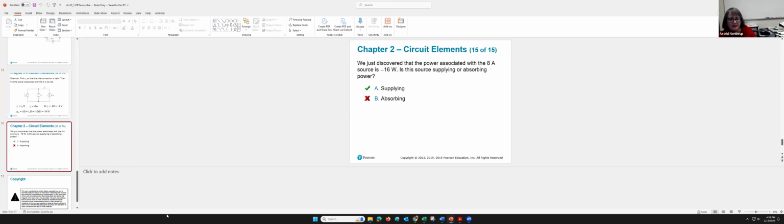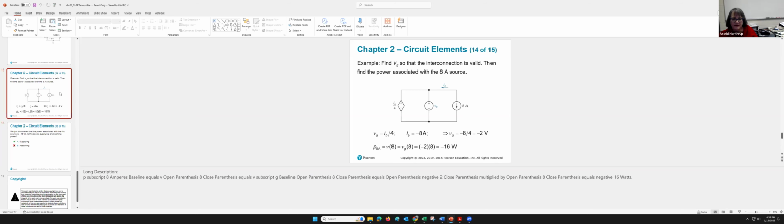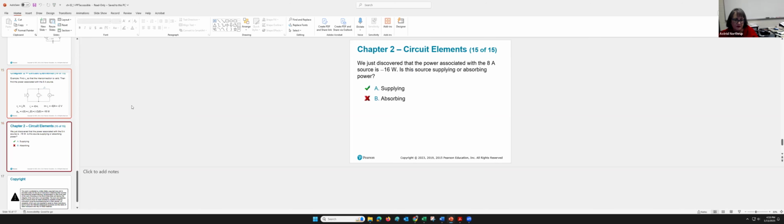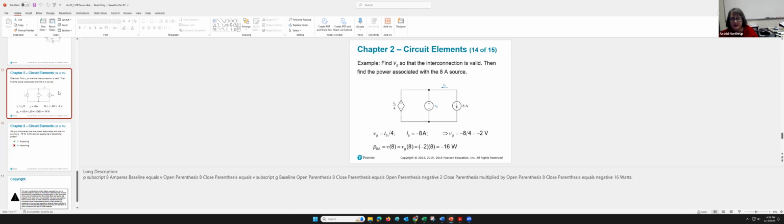All right, so then the last thing they ask is, we just discovered that the power associated with the 8 amp source is negative 16 watts. Is this source supplying or absorbing power? Well, let's think about if we're using that passive sign convention, negative power would mean that it's supplying. But what's going on here?